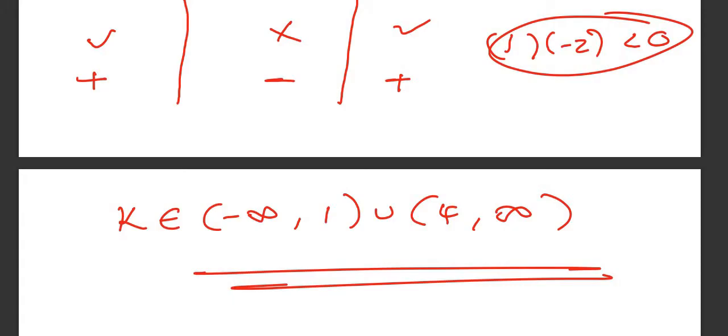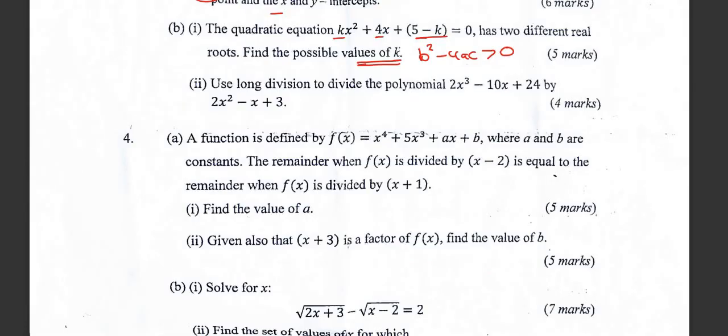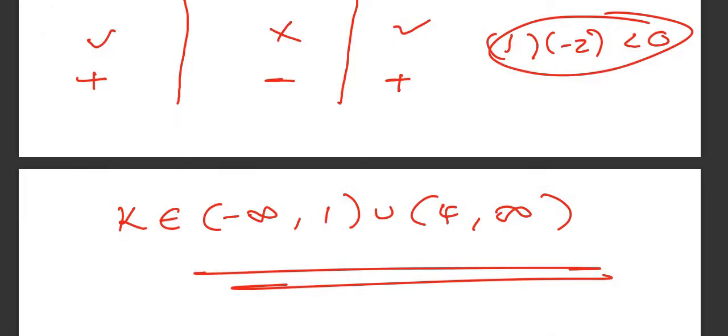Then the next question here, they're saying use long division to divide the polynomial. This is what you're having here. The polynomial is simply x to the power 3, then the divisor is there. They just wanted you to divide that using long division. So we're supposed to show the remainder and the quotient.